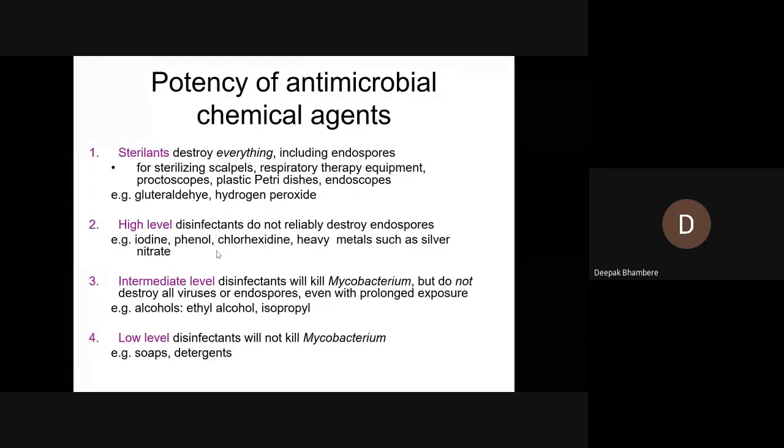Then there are intermediate-level disinfectants, which have the ability to kill mycobacterium, but they do not kill viruses or endospores, even with prolonged exposure. For example, alcohols, ethyl alcohol or isopropyl alcohol. One should take care that isopropyl alcohol has limited activity against mycobacterium, viruses, and endospores. Low-level disinfectants do not kill mycobacterium, but they can kill the vegetative cells. Common examples are common soaps and detergents.